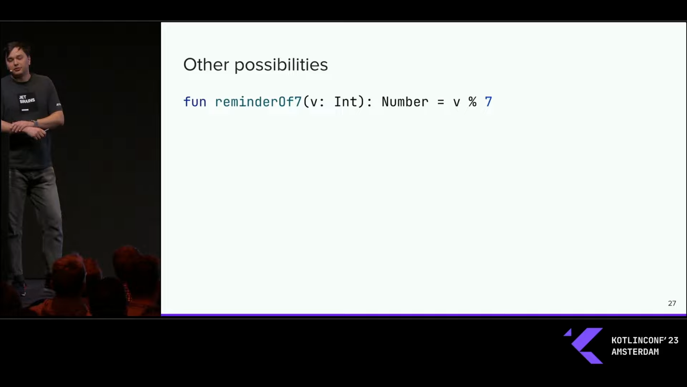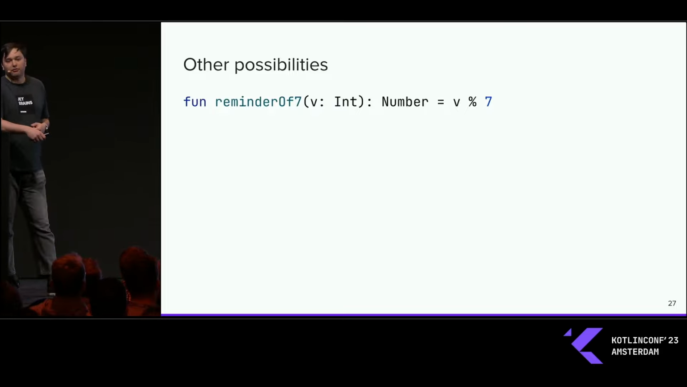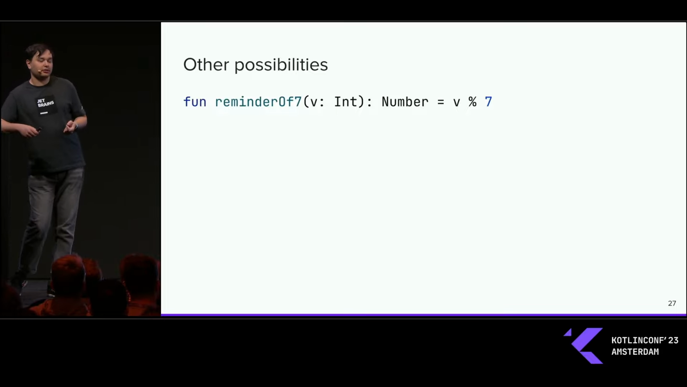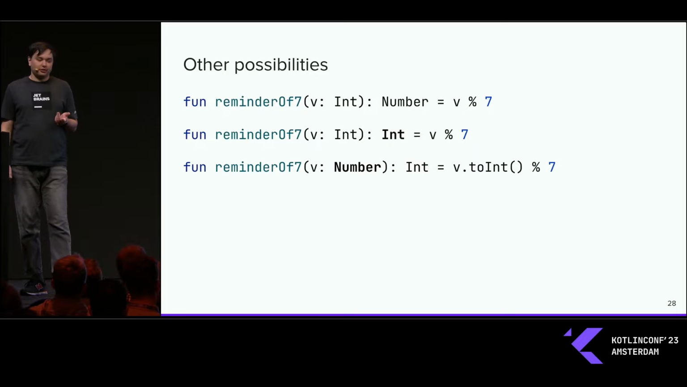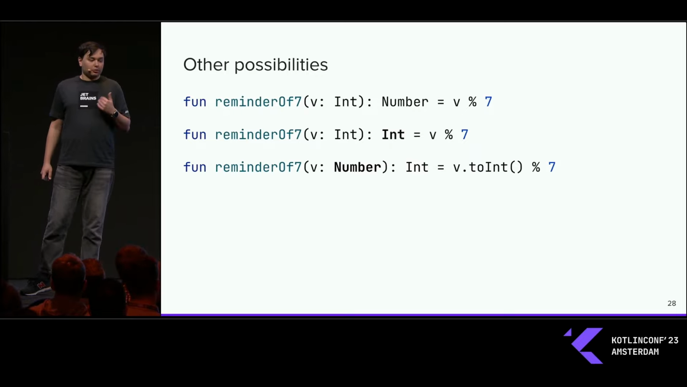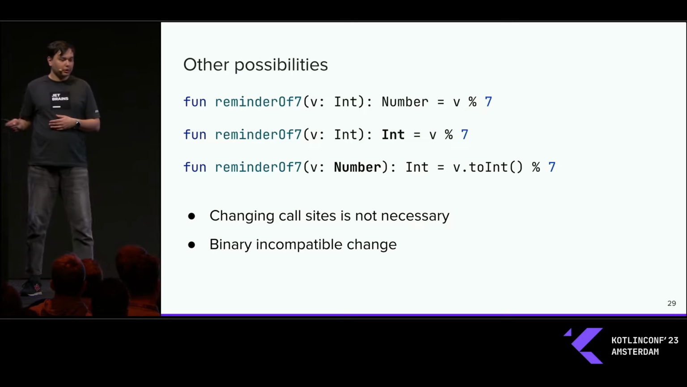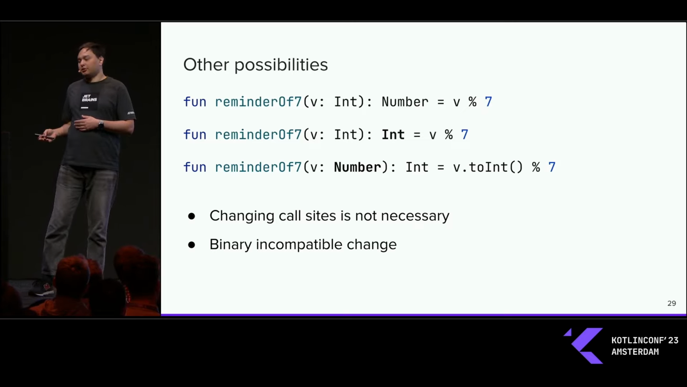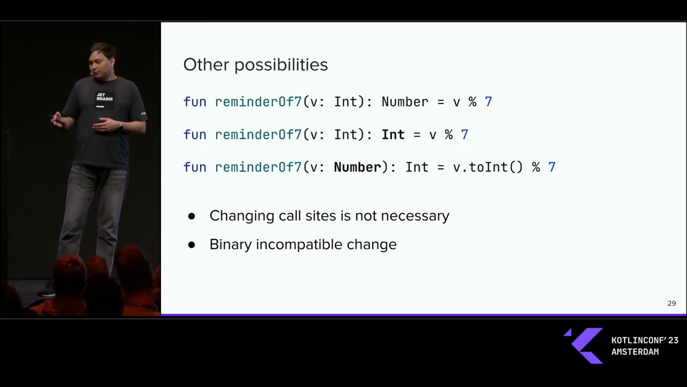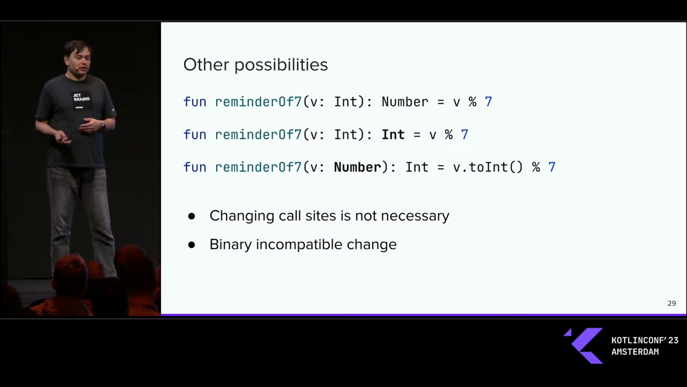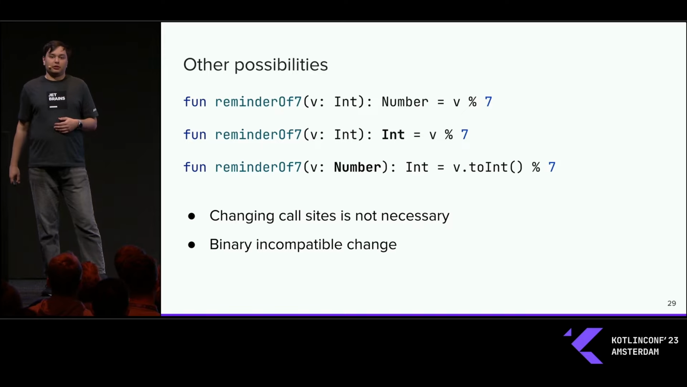Another example is when we want to narrow or expand a type. So if you had a function, reminder7, that takes int and returns number, and we change the return type to int or the parameter type to number, it will likely be source compatible because changing call sites is not necessary, as these types can be coerced into one another. But because the function signature has been changed, it is a binary incompatible change and can cause a NoSuchMethodException.